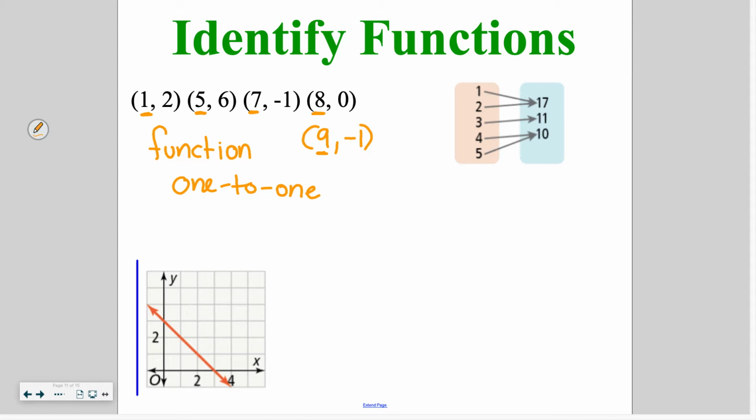Right here, we've got a map. We're looking at each specific element of the domain.